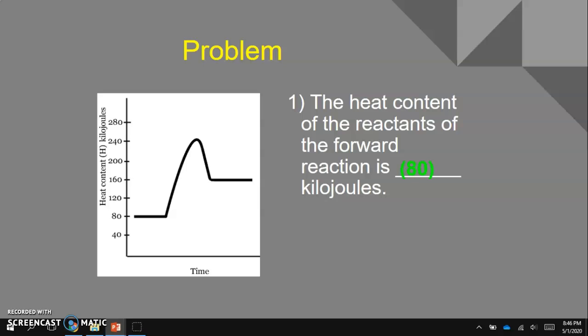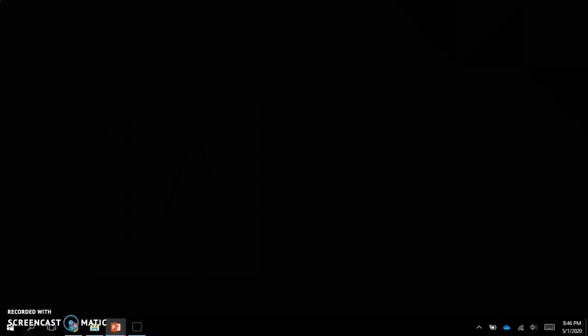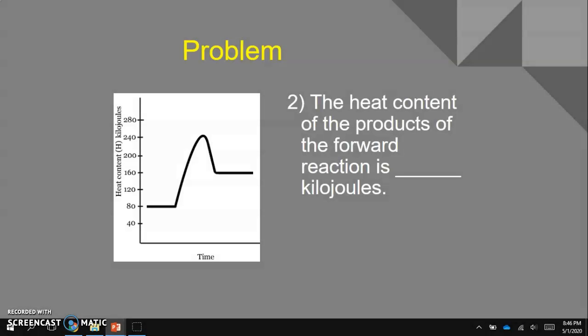Okay. So here we have a picture of an energy diagram. Again, this is just showing you what happens during a chemical reaction. We've got our heat content in kilojoules on our y-axis, and then we've got the time of our reaction on the x-axis. So basically this is showing you what's happening to the energy of your chemical reaction as it's taking place over time.